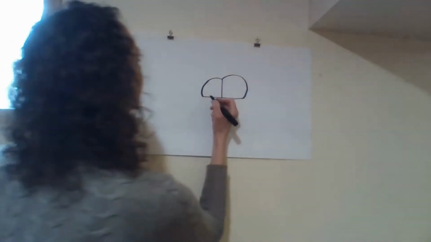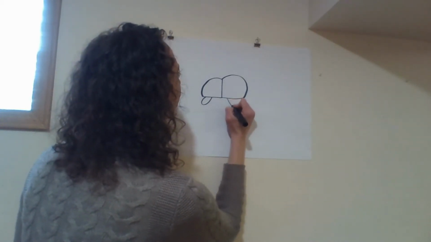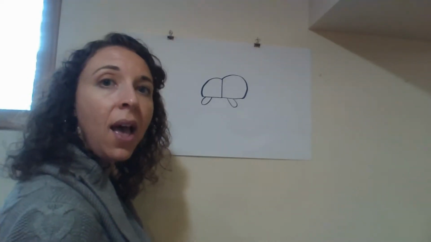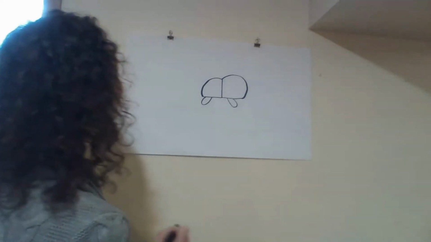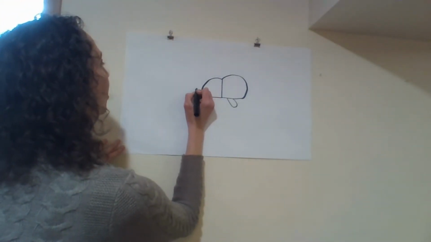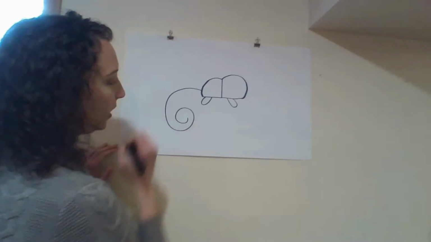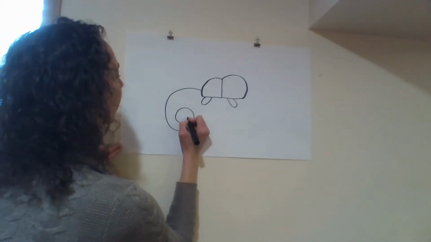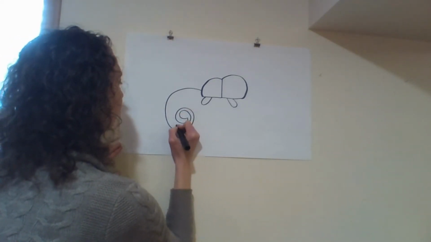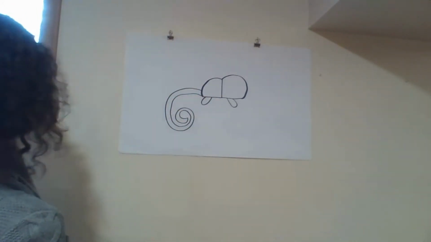Next, I'm going to add some little legs onto our chameleon. Now, chameleons have really cool grippy legs. These ones are a little bit more simplistic. Remember, we're using simple shapes to draw something that's more complex. Next, we're going to give our chameleon a really cool curly tail. So I made a curly line, and then I'm going to close it off and give it some thickness by following that curve all the way back to the body. There we go. He's got his nice long tail.